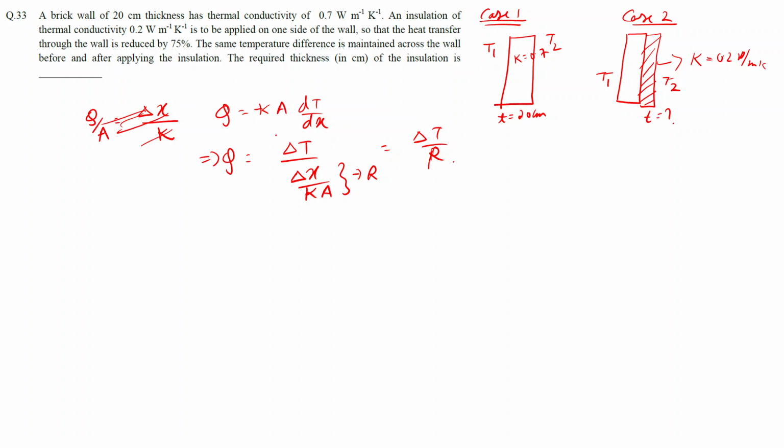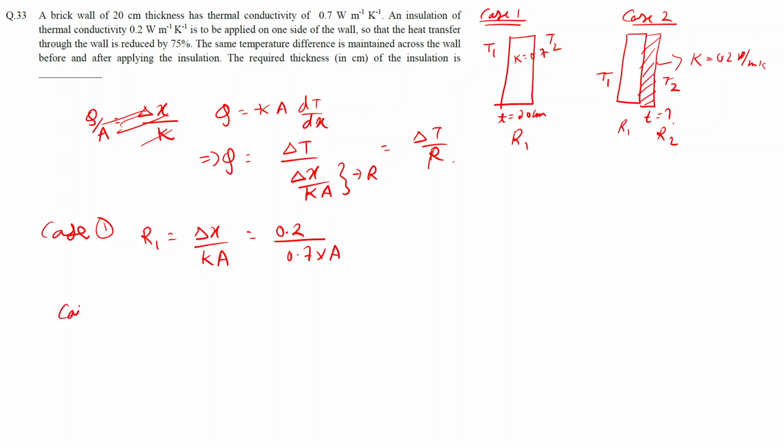Okay. Now for case 1, let's just call this resistance R1, and for case 2, R2. So for case 1, we will only have the single resistance, and we can find R1 is equal to delta X upon K A. Here delta X is the thickness of the wall that we have been given as 20 centimeter, basically 0.2 meters. The thermal conductivity we have been given as 0.7. Let's just keep the area as A.